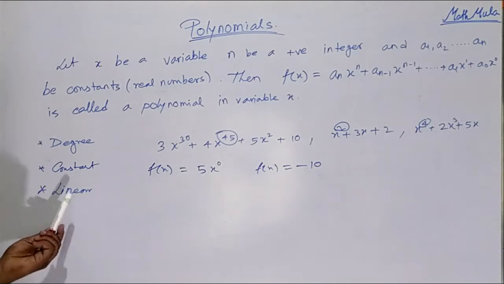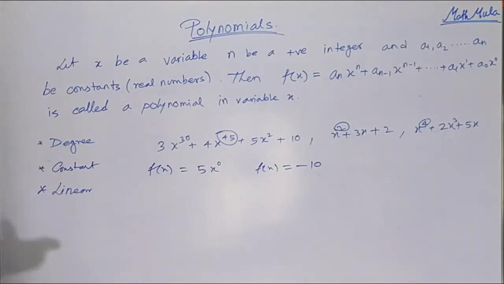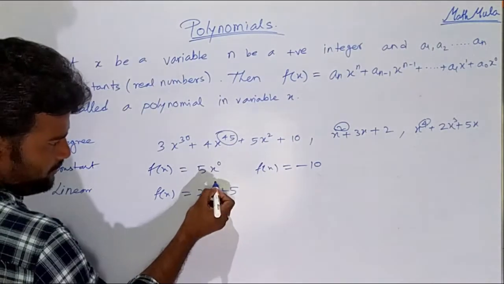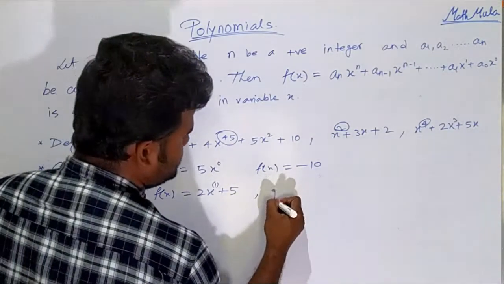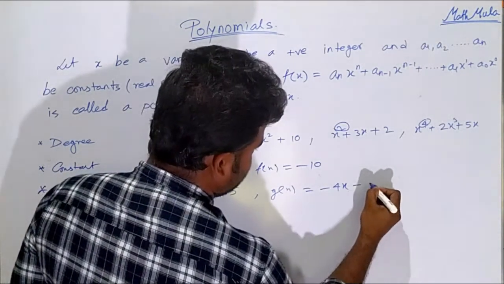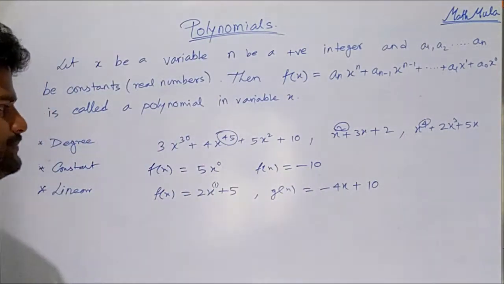Now linear polynomial. Now what is linear polynomial? If the highest power of variable in the polynomial is 1, then the polynomial is called linear polynomial. Like 2x plus 5. The highest power of x is 1. Again g of x is minus 4x plus 10. This is also a linear polynomial.